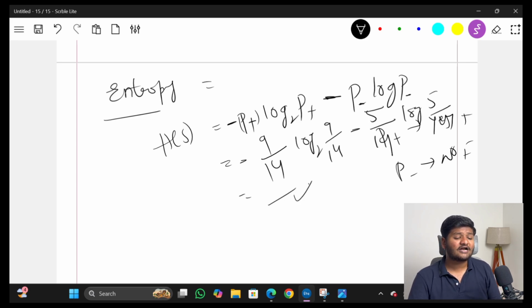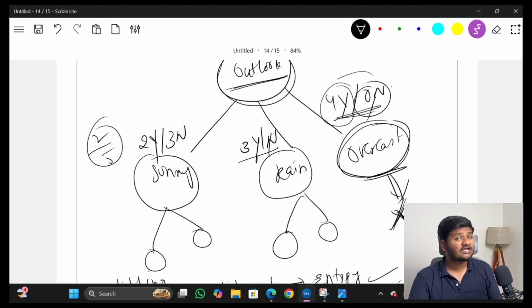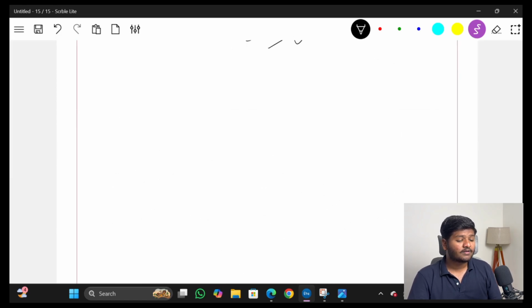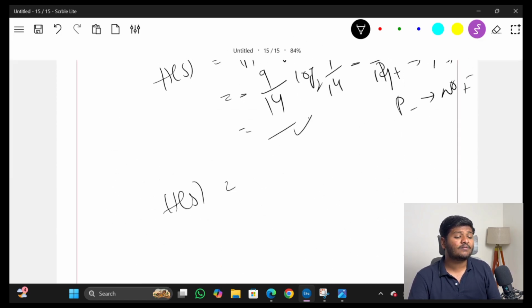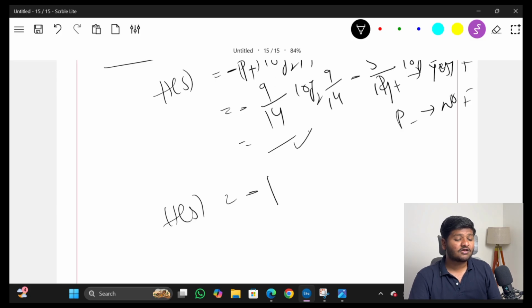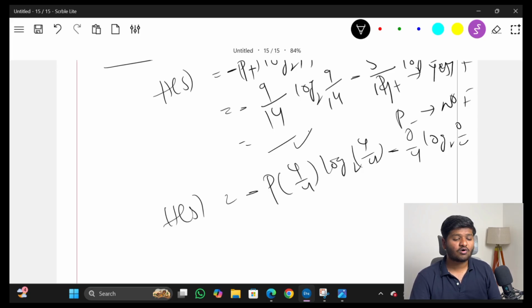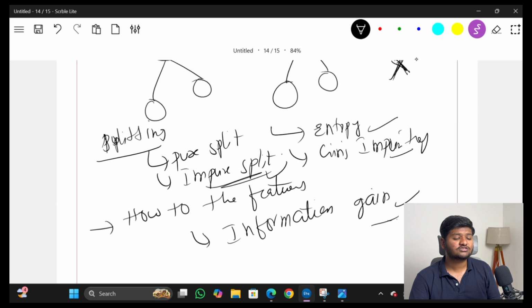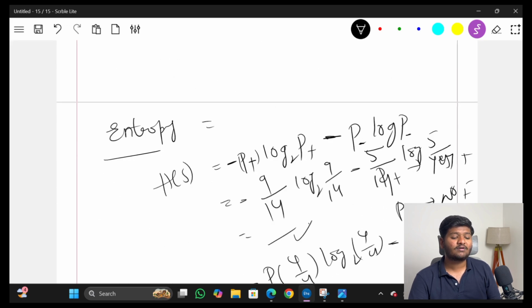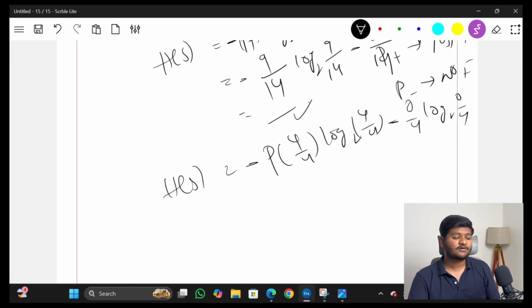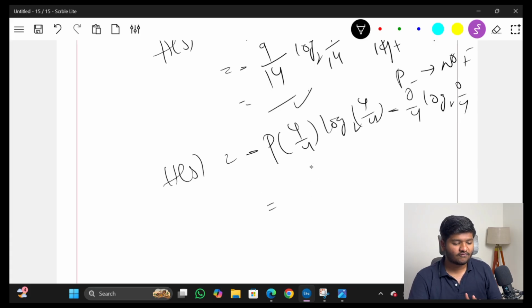Now if I go and calculate for this, then what I'll get? For sure I'll get 0. Means H of S equals to, the probability of plus, entirely 4 are there. 4 by 4 log 2 4 by 4, and minus 0 by 4 log 2 0 by 4. Sir, what is 0, guys? How many no's are there? 0 no's are there. So what is probability of no? 0 by 4. So entirely 0 we will get here. If you calculate this, you will get for sure 0.